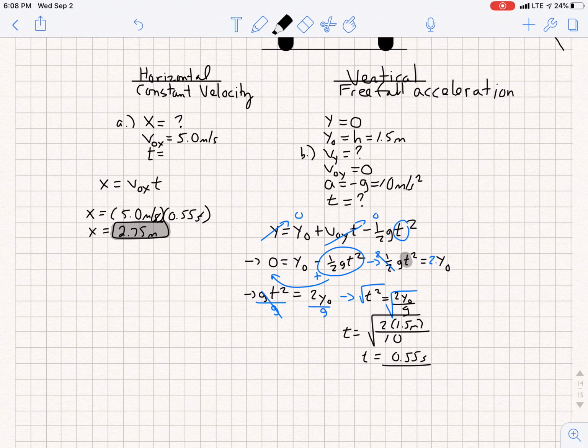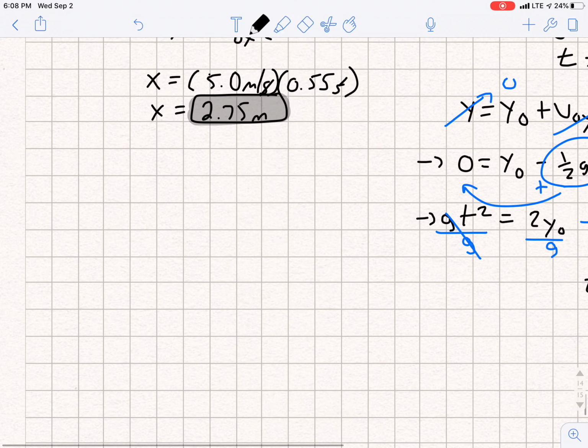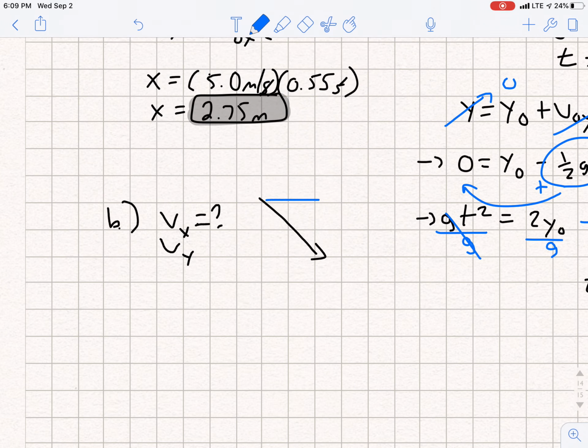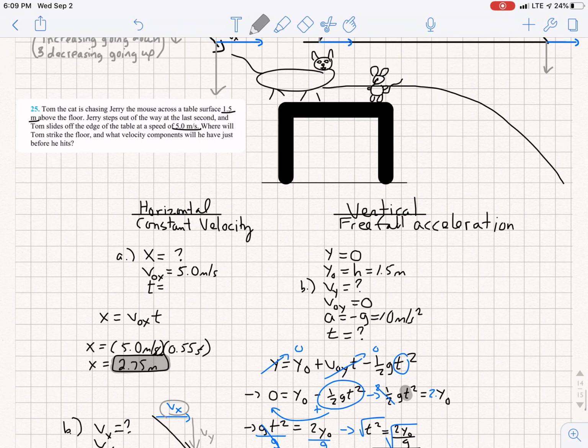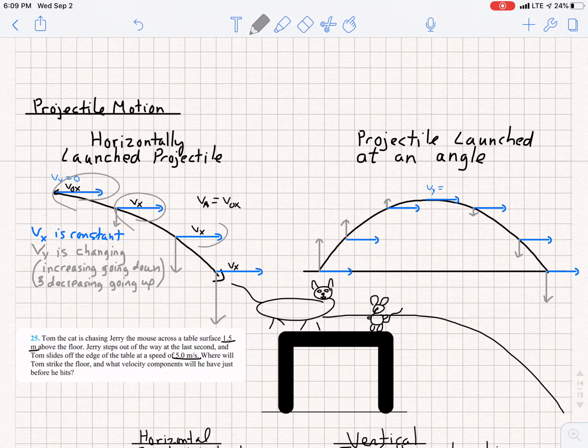Now, to find part B, we want to know the components of velocity. We want to know Vx and Vy. So if we were to draw a picture, Tom is going to land in this direction here, down and to the right. And if we examine the components, here's the x component, here's the y component. Now the x component, if we remember, is the same all the way throughout. It's constant.